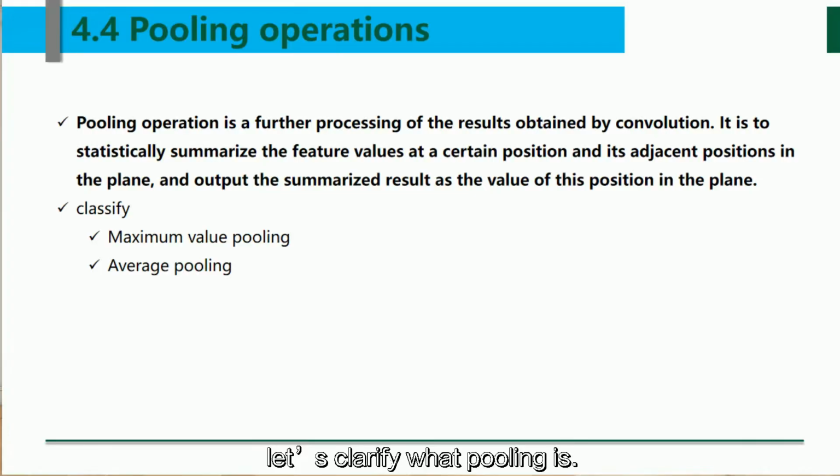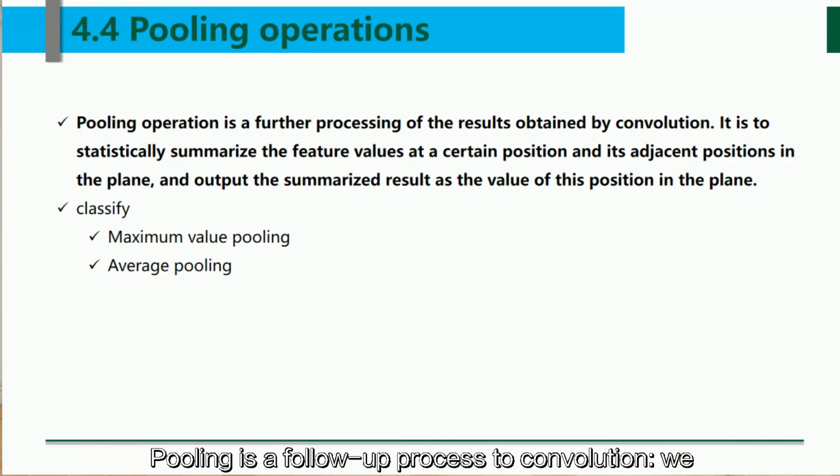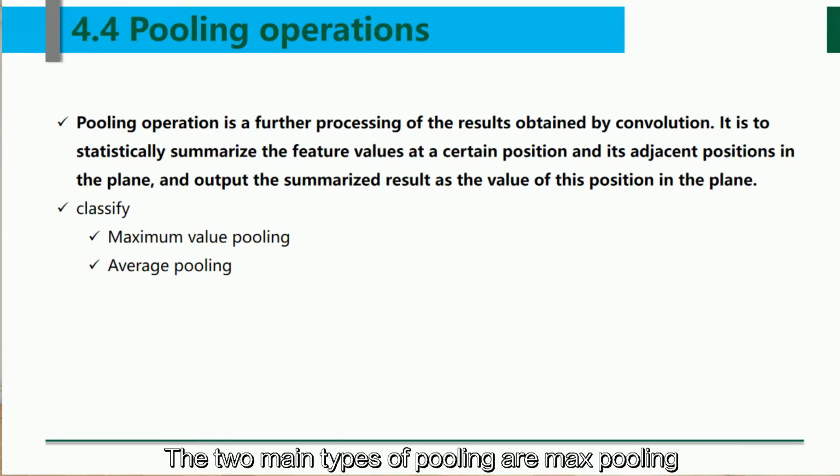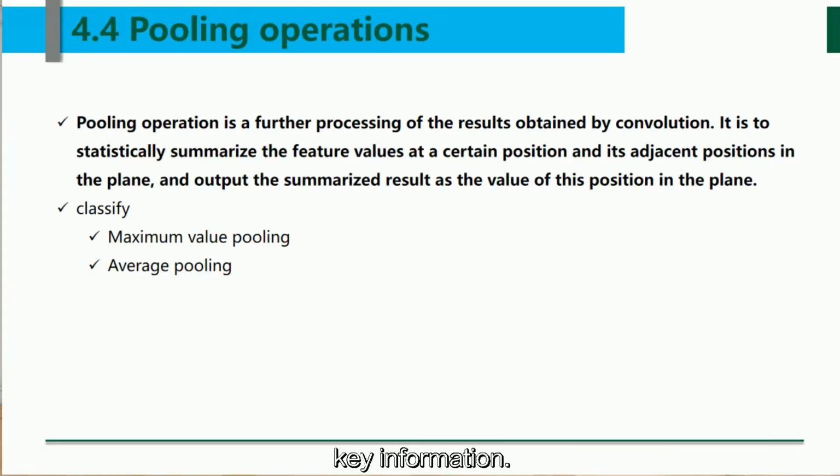First, let's clarify what pooling is. Pooling is a follow-up process to convolution. We take a small pooling window and slide it over the convolution feature map, then statistically summarize the feature values in the window. The two main types of pooling are max pooling, taking the maximum value in the window, and average pooling, taking the average value. Both help reduce feature map size without losing key information.